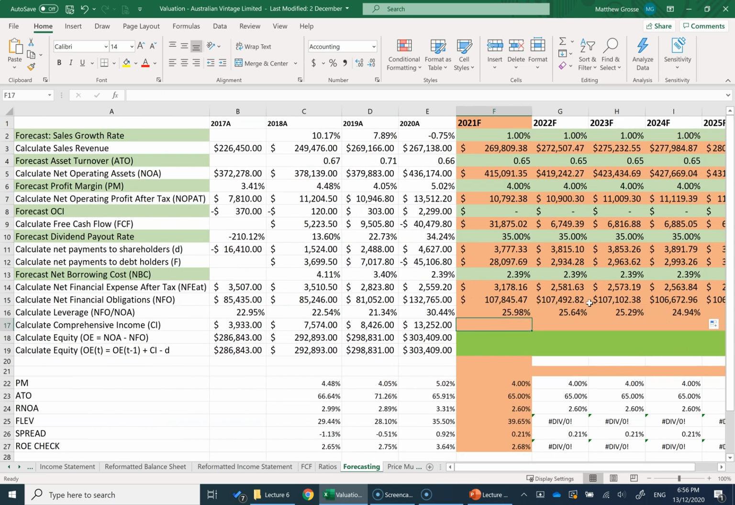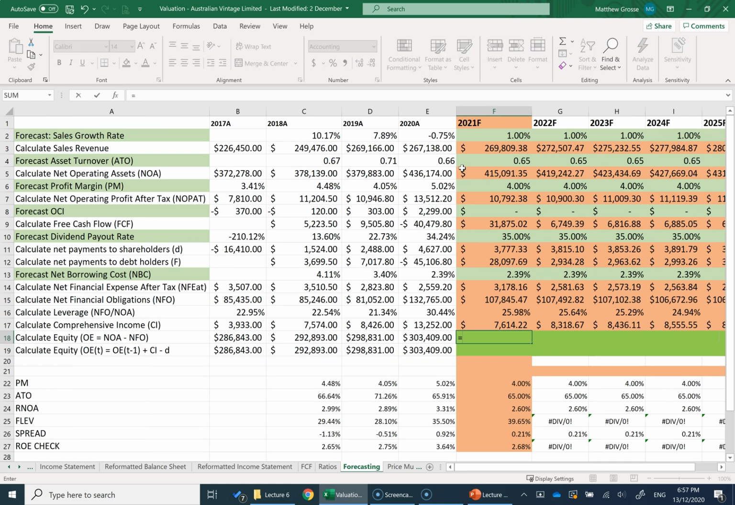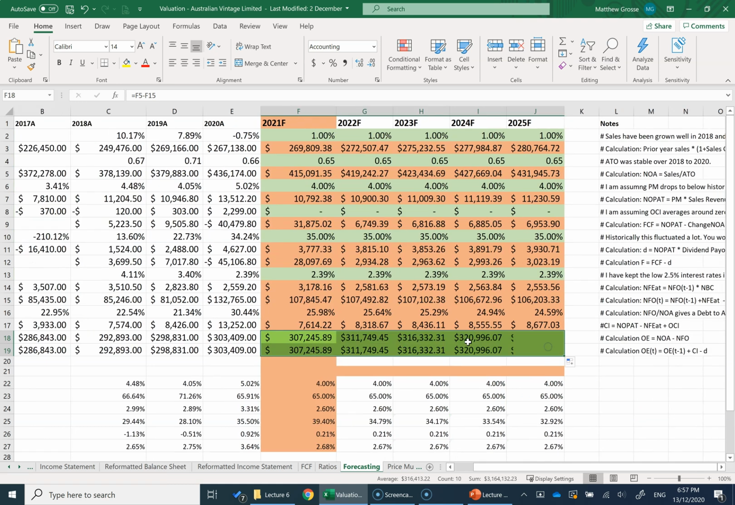And finally, we can calculate the comprehensive income, which we know from the reformatted statements: NOPAT minus NFEAT gives you comprehensive income. And to calculate equity, NOA minus NFO is equity. We want to check that we've done it correctly. So owner's equity this year is equal to owner's equity last year plus my comprehensive income minus any dividends that I'm expected to pay out. They balance. I'm getting the same number when calculating it both ways, which is a good indication I haven't made any obvious mistakes. So I drag that through there.